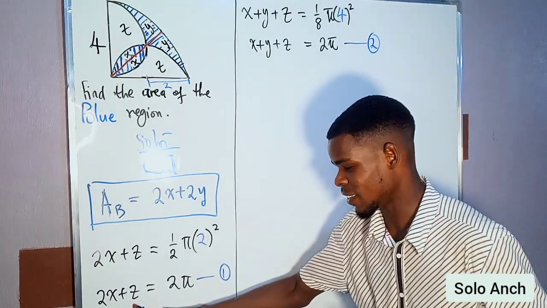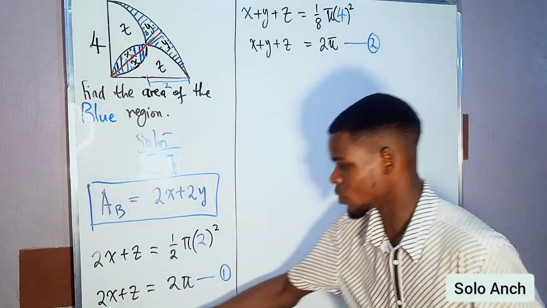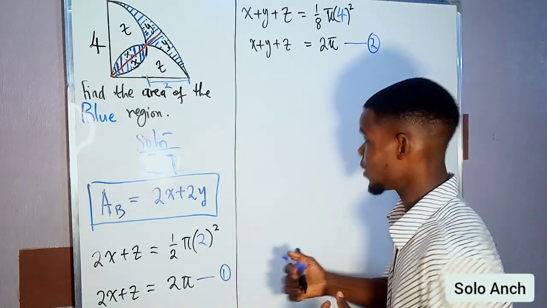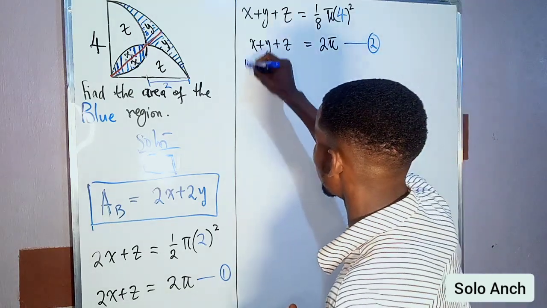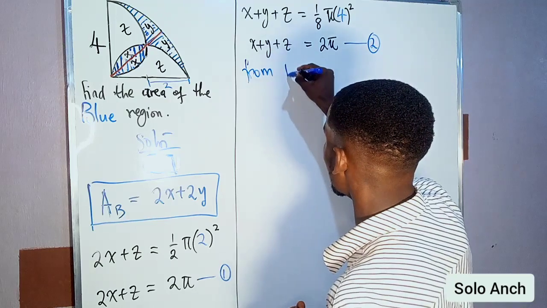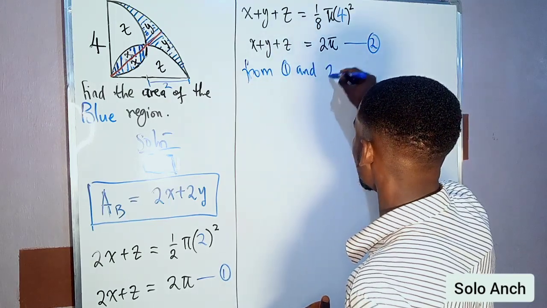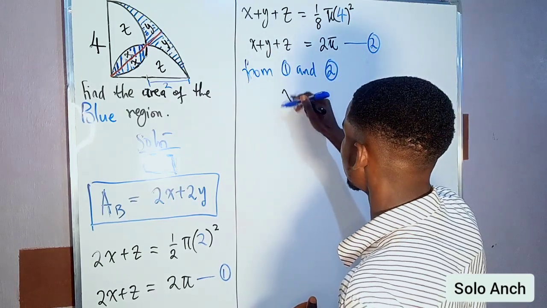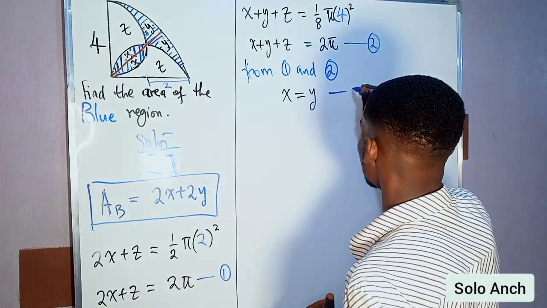This right here is Z. And X plus Y equals 2X. That means Y must be X. In fact, we can notice something very interesting here: from equation 1 and 2, we see that X and Y are the same. Maybe let's call this equation 3.